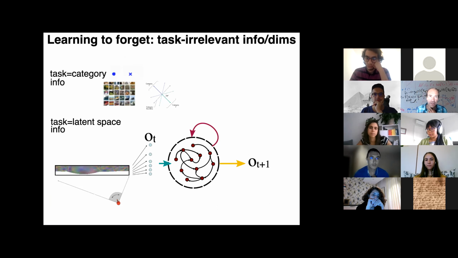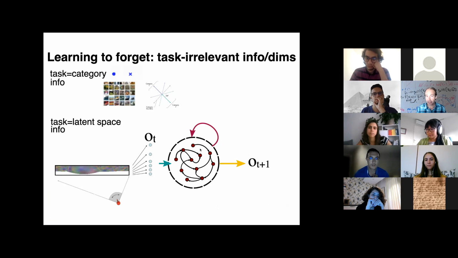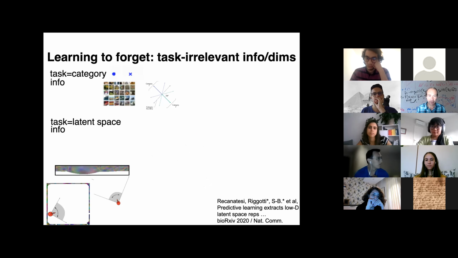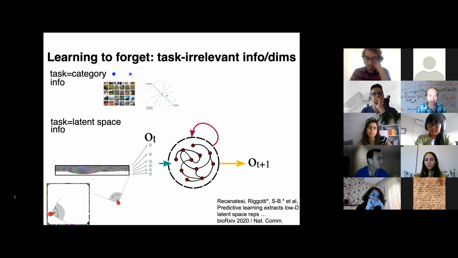Okay, so it turns out that when you train the animal to solve this task, sorry, let me see if I can get my previous picture up, to solve this task, you can study the dimensionality of the neural activity and its representations, and it goes down as you learn this task. But what is it going down to, right?